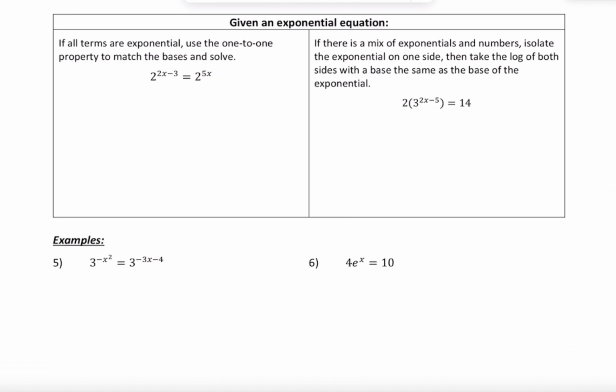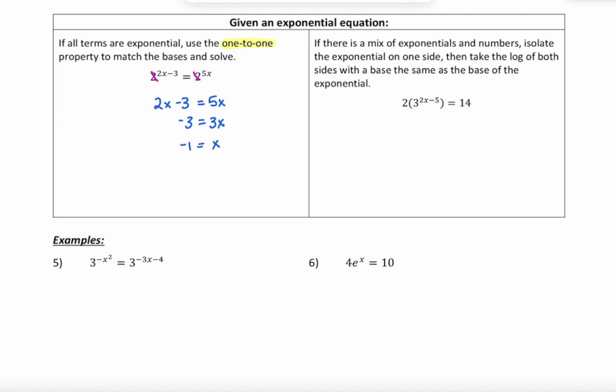The best case scenario is when you have an exponential equation where you can match the bases. And so if the bases match, like for example, if 2 to the 2x minus 3 has to equal 2 to the 5x, well then, in order for the left and right side to be the same, 2x minus 3 would have to equal 5x, right? And so you're using the one-to-one property again for exponentials. And you're saying, all right, if I can match the bases, then I know that the exponent has to be equal, and I can just solve. So negative 3 equals 3x, and x equals negative 1.